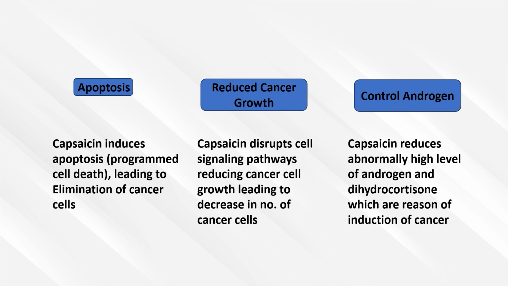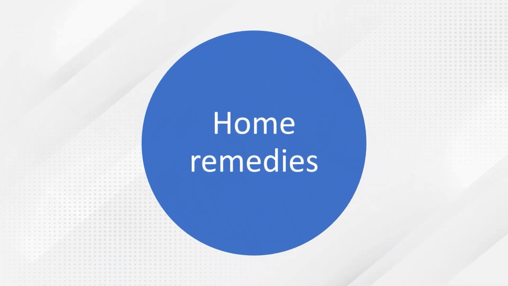Capsaicin has been found to modulate androgen receptor expression and activity, leading to the suppression of androgen-dependent prostate cancer cells. My name is Mohammad Ahmed and I am here to discuss other aspects beyond the conventional ones, like home remedies and toxicity of capsaicin.